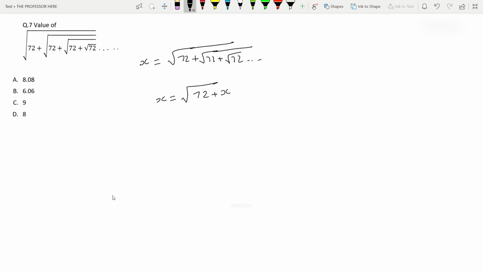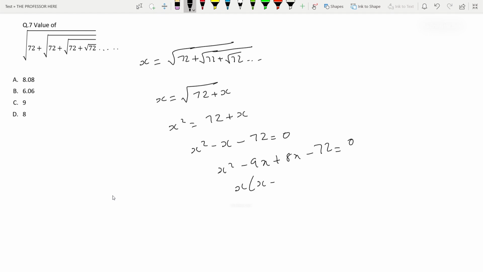Now I want to avoid the root, so I square both sides. It becomes x square is equal to 72 plus x. So now we get a quadratic equation, x square minus x minus 72 is equal to 0. Now let's solve it. X square minus 9x plus 8x minus 72 is equal to 0. 8 into 9 is 72, that is right. So we take x as common, x minus 9. We take 8 as common, x minus 9 is equal to 0. X minus 9 into x plus 8 equal to 0. So x is either equal to 9 or minus 8. The option here is C, 9.